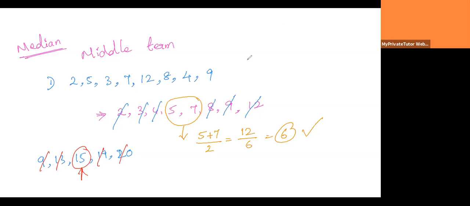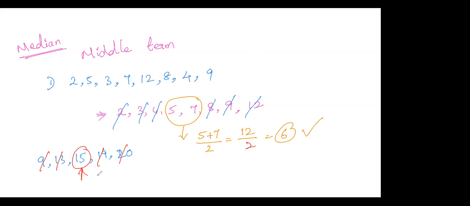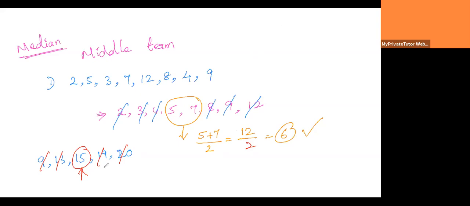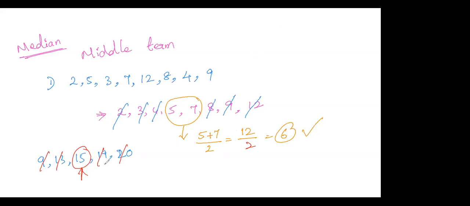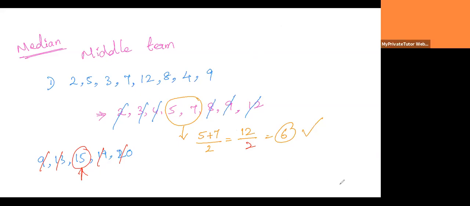12 by 6. Okay. Yeah. That's okay now. Thank you. So I hope you guys understand now. If we have two middle numbers, you need to find the mean of those two numbers to find the median. If we have only one number, you just need to conclude that it is the middle number, the median. Okay. So the next one.